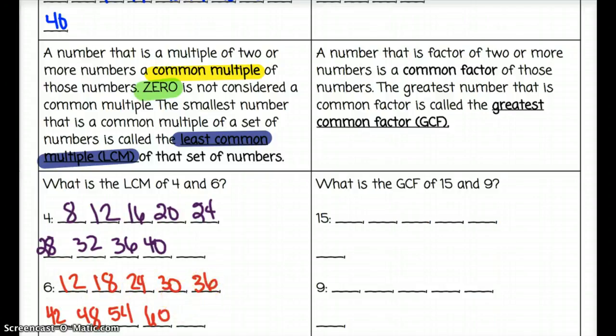Okay, so let's circle all of the, or we can highlight, let's highlight all the common multiples. So we have 12 here.